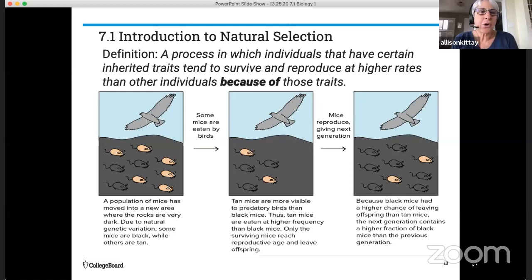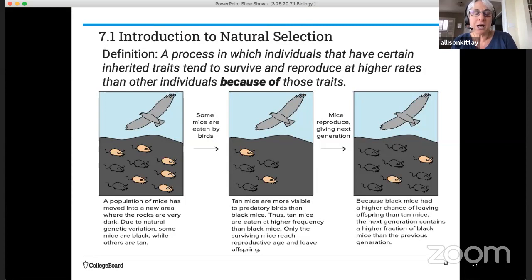Hi, so I'm going to take you through the content for our topic today, which is an introduction to natural selection. I thought a great place to start would be with a definition of natural selection. So I'm going to read it aloud, and I'd like you to read it along with me. Natural selection is a process in which individuals that have certain inherited traits tend to survive and reproduce at higher rates than other individuals because of those traits.